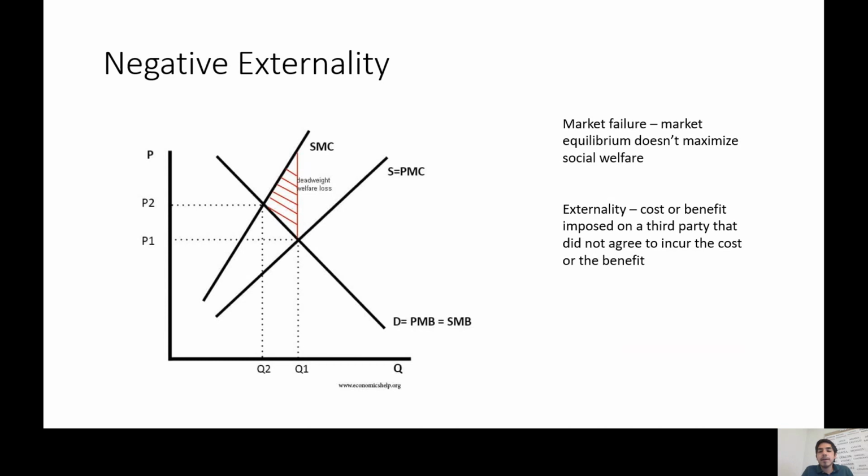But markets can fail, and one type of failure is an externality, right? And an externality, which you can see the graphical representation of a negative production externality here, is a cost or a benefit that is imposed on a third party that did not agree to incur the cost or the benefit, right? They arise in situations in which the parties engaged in a market transaction, so both producers and consumers, don't internalize all of the costs and benefits associated with that market transaction, right?